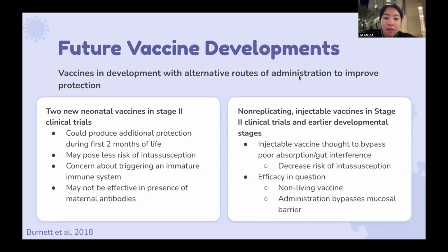One reason is that having a non-replicating or non-living vaccine may not trigger a proper immune response. And also, since the administration bypasses the mucosal barrier, it might not properly trigger the immune response that reaches the gut, which is where the rotavirus replicates.